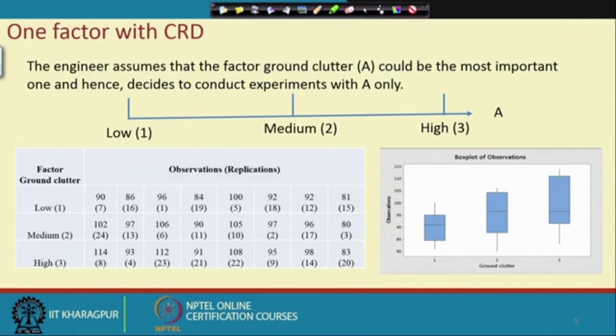A box plot is one of the important plots which gives you some fair idea that whether there is difference in mean values of the responses or not. If you see, somewhere mean value will be here, somewhere mean value will be here, somewhere mean value will be here. So, there is an increasing trend. And the difference may be significant. So, at first hand we understand that yes, if you change the factor from low to medium to high, there is a possible change in response variable. Whether that change is significant or not, that will be understood through analysis only.